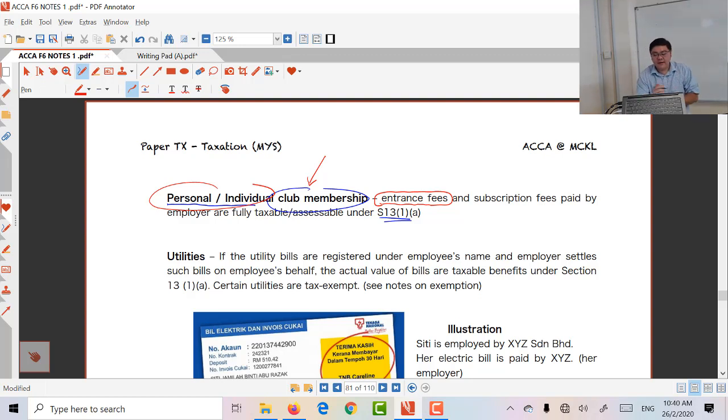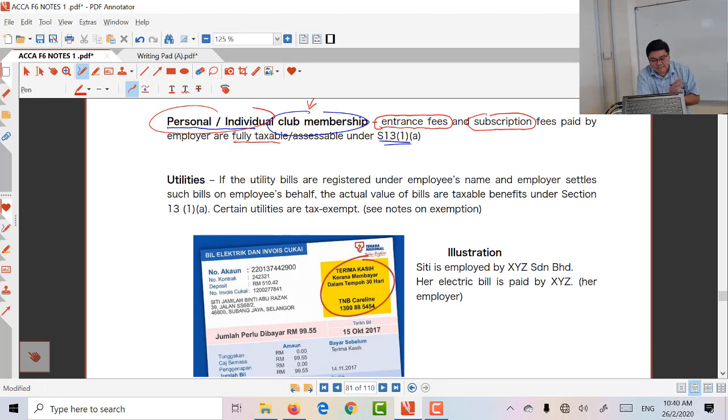That's an entrance fee. Then every year, the club will charge you a subscription. So every year, you have to pay 200 or 300. So you just keep paying subscription. Both amounts will be paid by your boss because your boss is giving it to you, and both amounts are fully taxable. Okay? Now, that's to do with the club. Okay, now we are looking at utility.